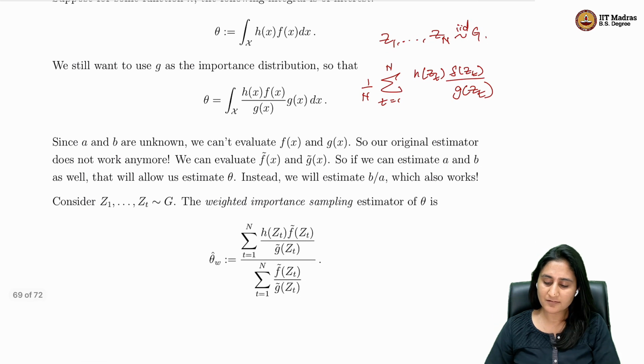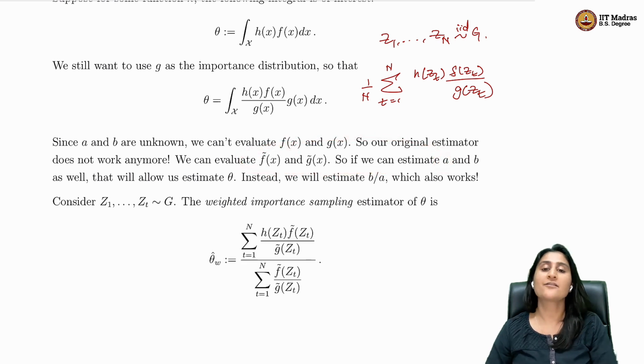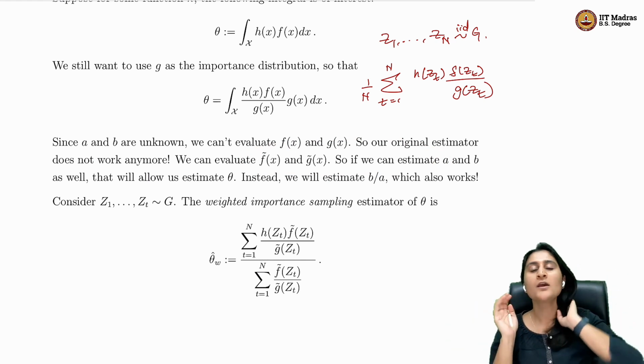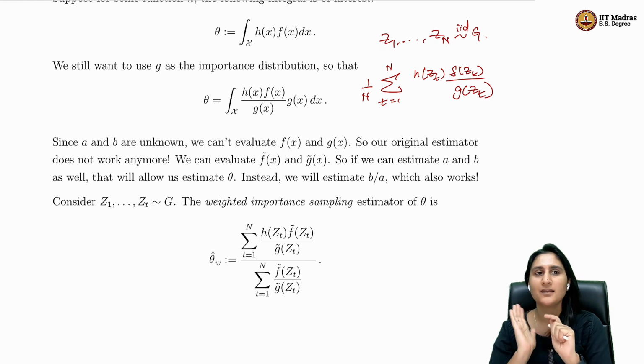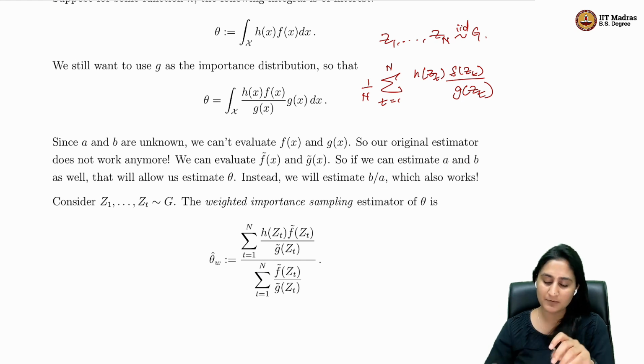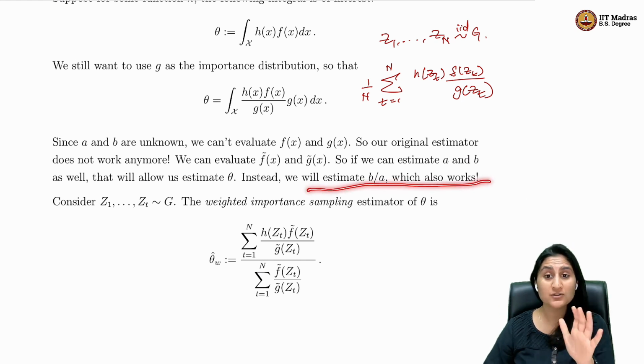So if we could estimate a and we could estimate b as well, then that would allow us to estimate theta, right? Because if we could estimate a, we could take that a and the f tilde together to get my f. What we'll actually do in weighted importance sampling is, instead of estimating a and b separately, we will estimate b by a, which also is going to work.